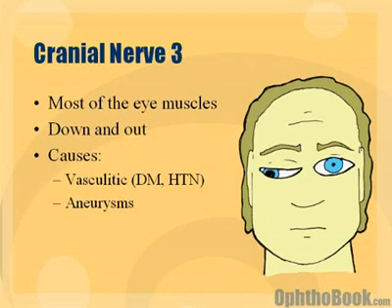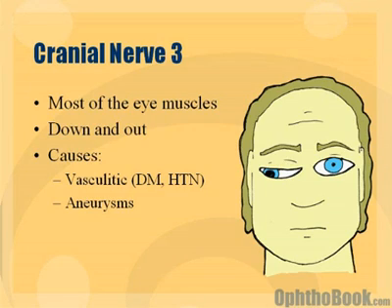Cranial nerve 3, the oculomotor nerve, is the most important nerve as far as eye movement. If you knock that out, you knock out most of the eye muscles. In fact, you don't need to remember what muscles cranial nerve 3 innervates, just remember what it doesn't innervate. And it doesn't innervate the lateral rectus, because that's the abducens nerve, that's number 6. And it doesn't innervate that crazy superior oblique muscle with its pulley. So everything else it innervates.